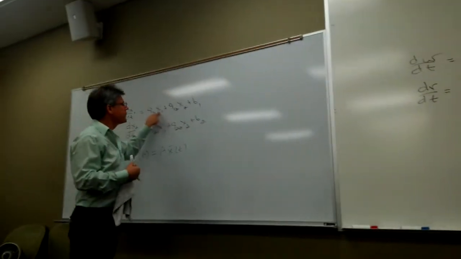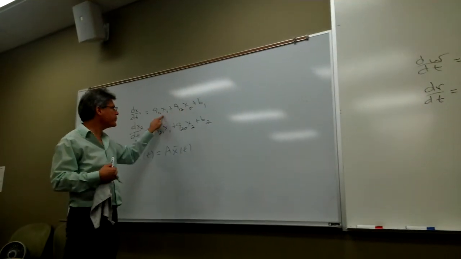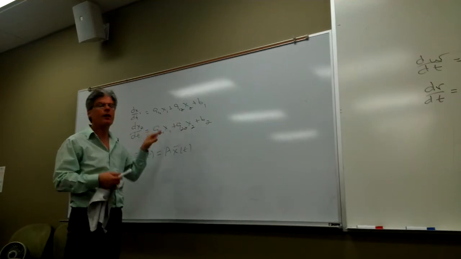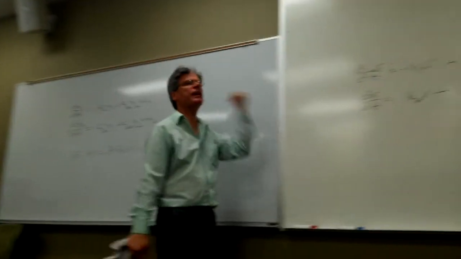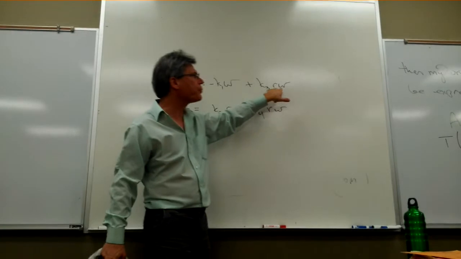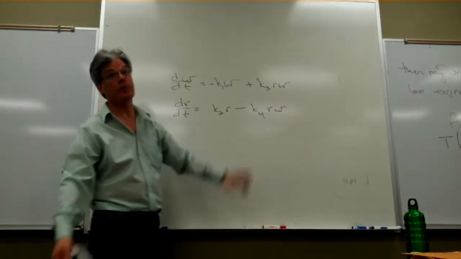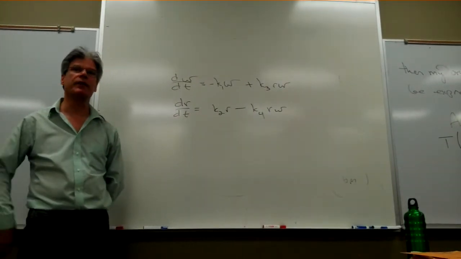Here are my rabbits, there are my wolves. You notice how x1 and x2 are all by themselves in these terms. I do think this system's a bit more complex than what I have over there, only because I've got the product of those populations, and that is cumbersome. But sometimes we can modify that.